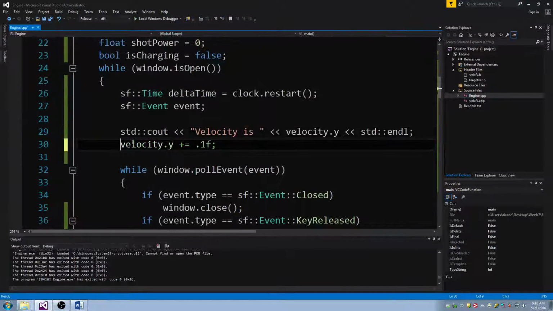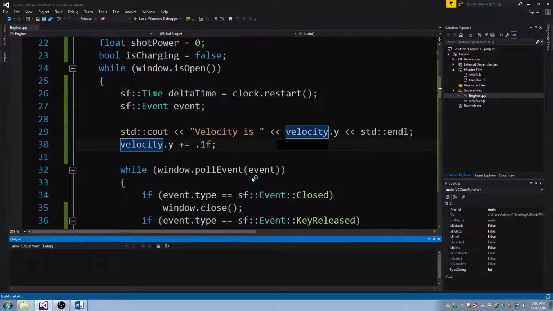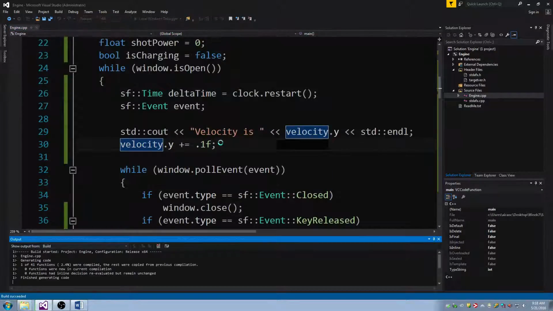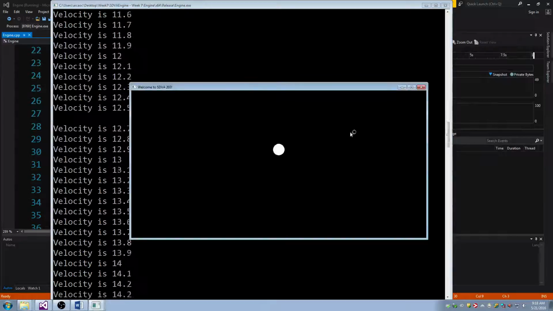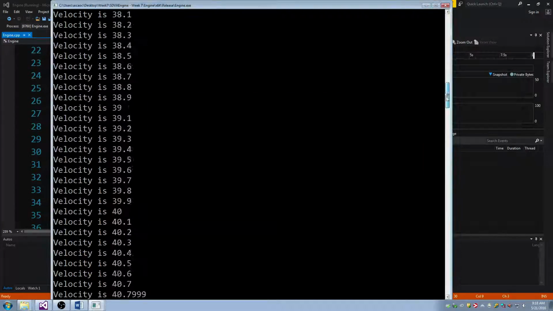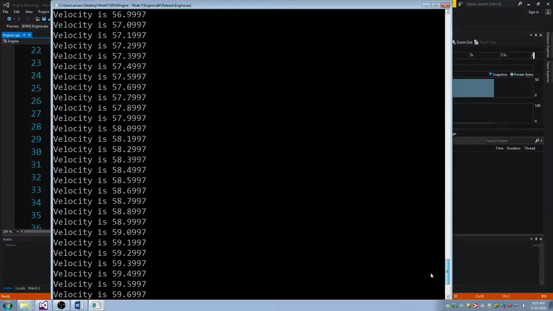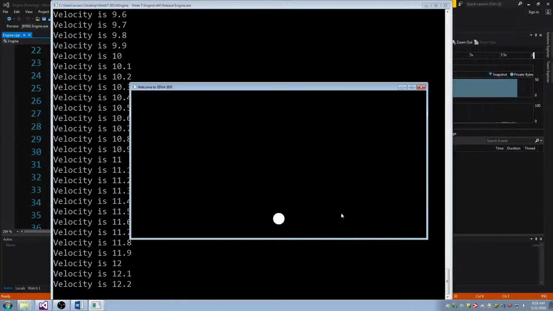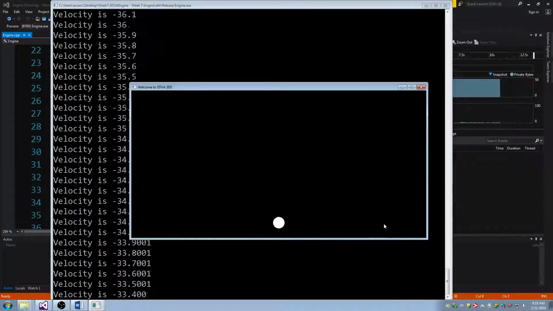If I add to the velocity every frame, the velocity is going to start going up. But watch, it's going to start at a small number, and it's going to start going up and up and up. It started at 0, and it's going faster and faster. That's the speed of the ball going faster and faster. And every time it bounces, it flips.